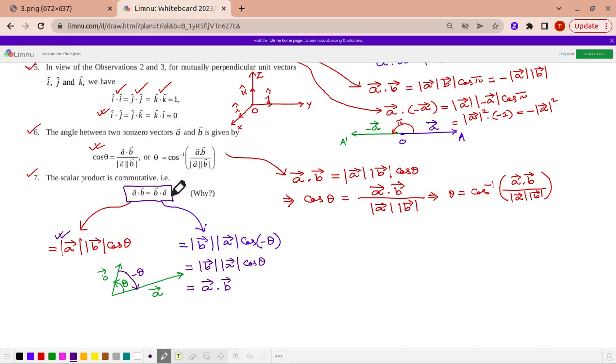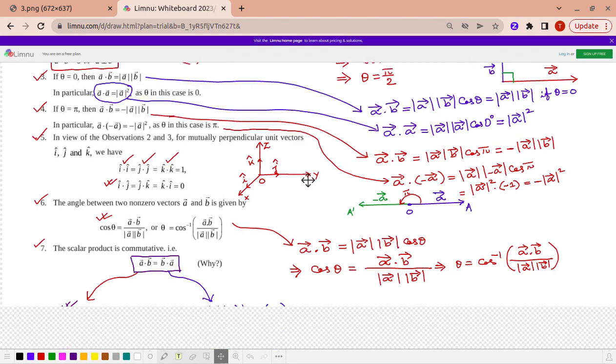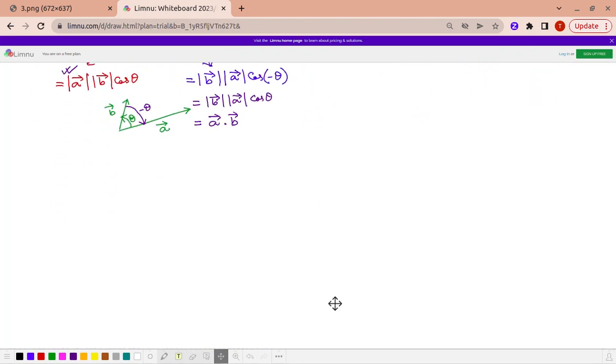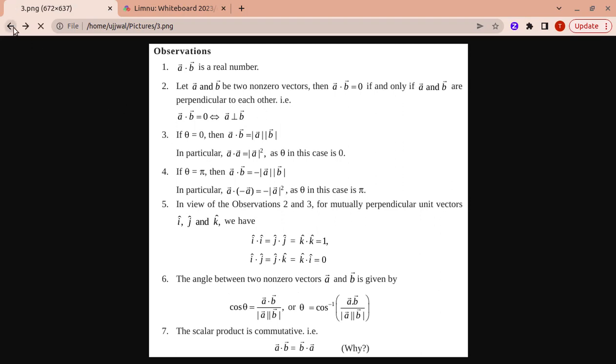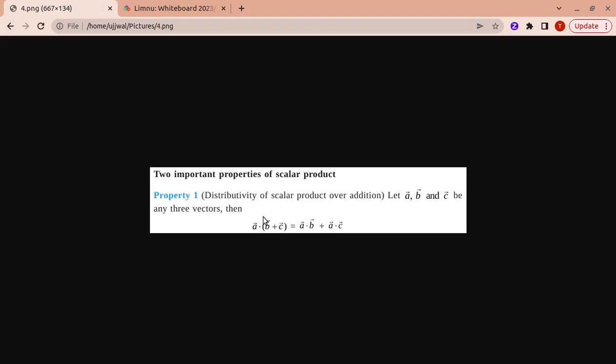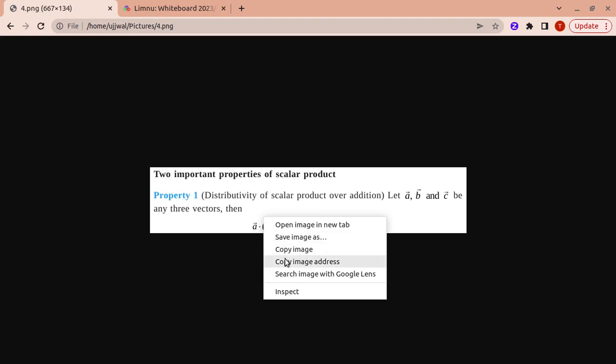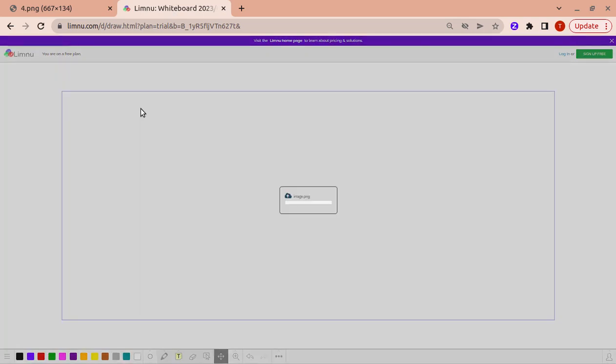I hope all these 7 points are well understood, dear students, and let me proceed to the next step. Okay, so let me bring that notes from my saved place. Okay. So this we have done. Now let me go to this one. Now we are going to see the 2 important properties of scalar product. So let me write down both the properties here.